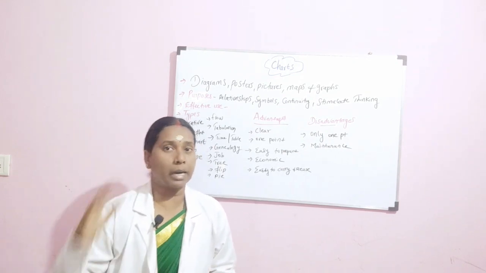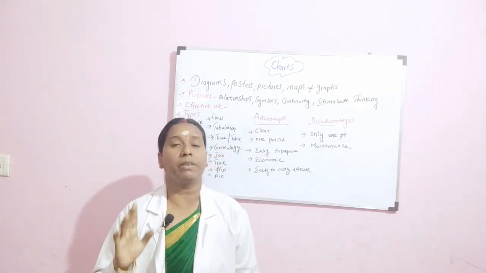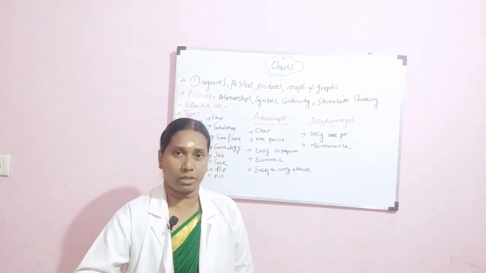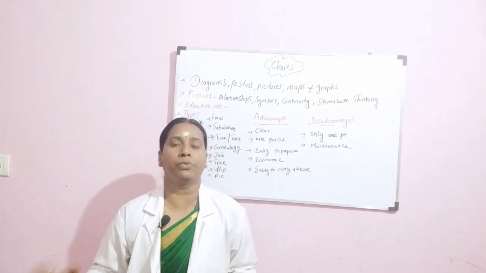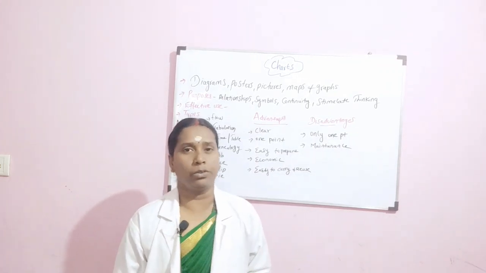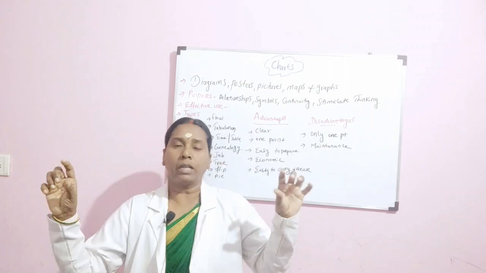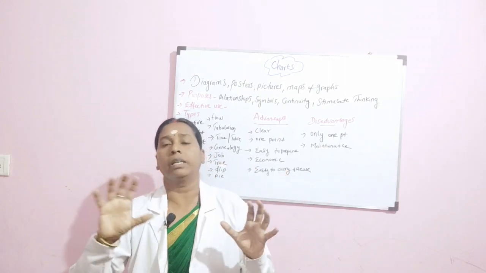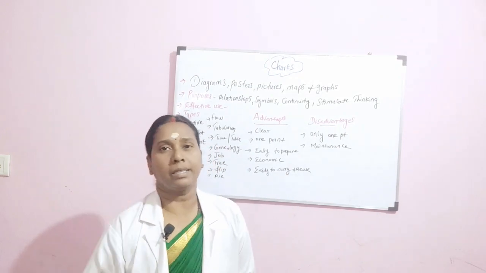So you must use a scale, and see to it that the chart is visible to all the audience. Charts, already in the AV aids introduction class, we have discussed when we are going to use charts, it is only for a small gathering. It must be only 10 to 15 members, or at most your classroom. You must follow the rule of large letters so that everybody is able to see the lines in the charts clearly.